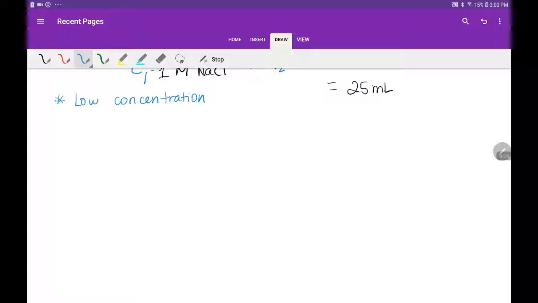Okay, just because of accuracy, this is a better way for when you're dealing with low concentrations with a very small number of grams, a small amount of solute.